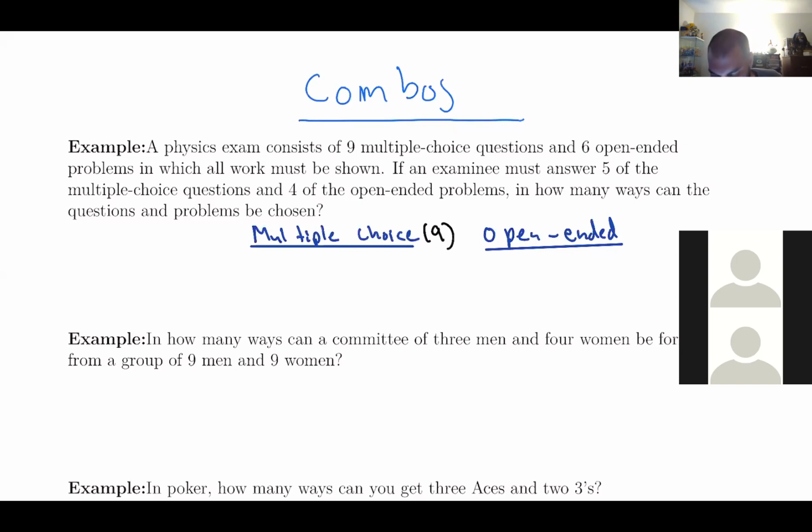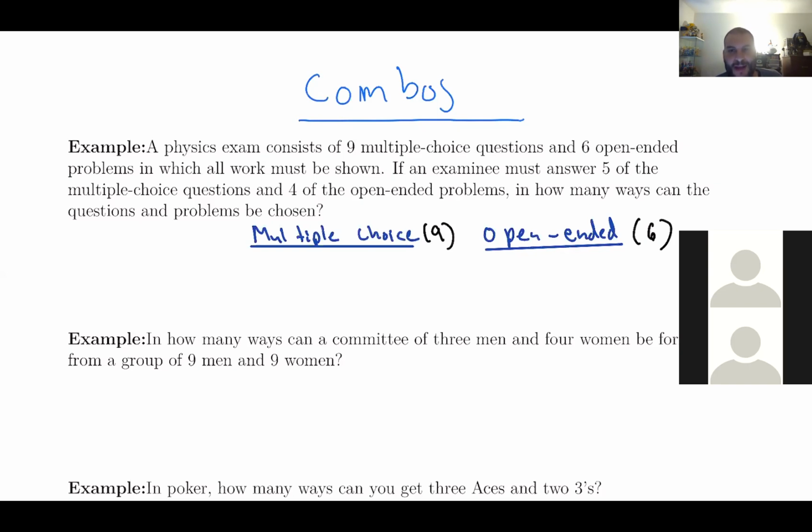There you go. So we have 6 open-ended questions. All right. Everybody good for 9 multiple choice questions and 6 open-ended questions? So it says if an examinee must answer 5 of the multiple choice questions and 4 of the open-ended problems, in how many ways can the questions and problems be chosen?